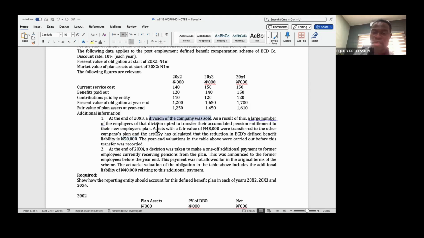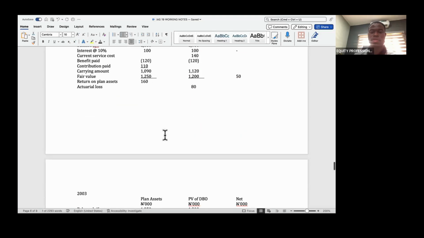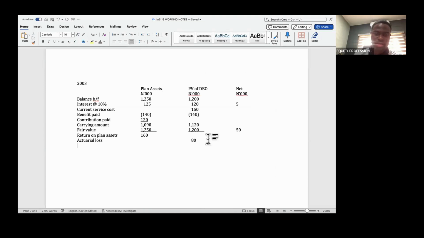In the process of settling, the settlement price from here is 48,000, because they say the assets at fair value were transferred to other plans. So they will take 48,000 from here. Then the liability reduced by 50. So let's quickly capture that. This curtailment slash settlement.